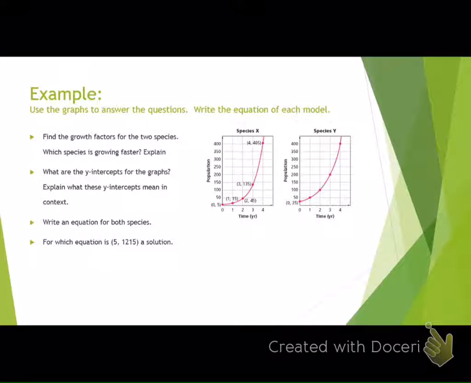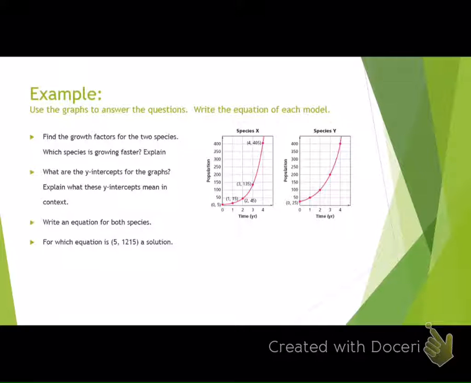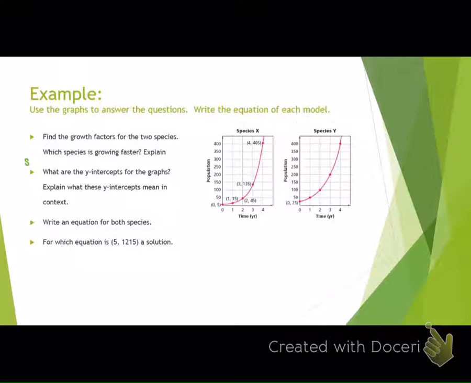Okay, use the graphs to answer the questions. And then we're going to write the equations for both models. All right, find the growth factor for the two species and which species is growing faster. So we need to find the growth factors for each. So we have species X and species Y.